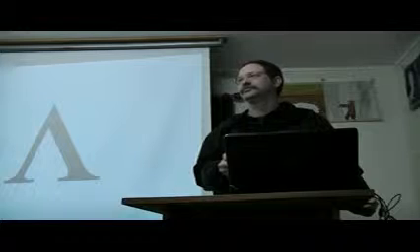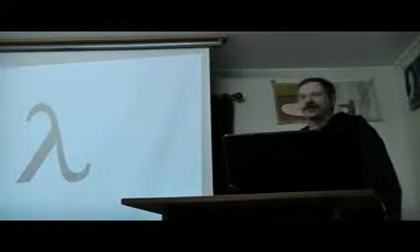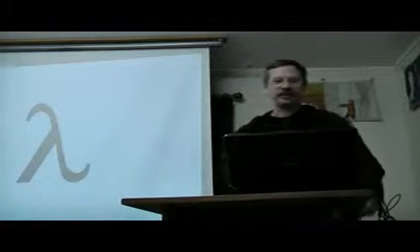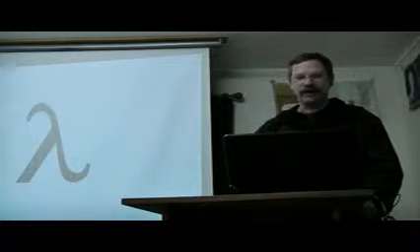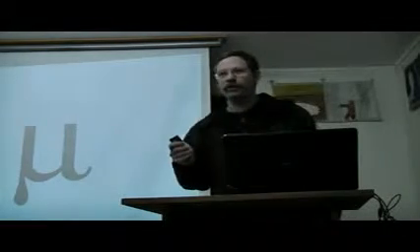Lambda having the L sound, the sound that the L makes in English. And then another strange character, but it does have a similar sound, the sound that we're used to, the M sound, the mu.